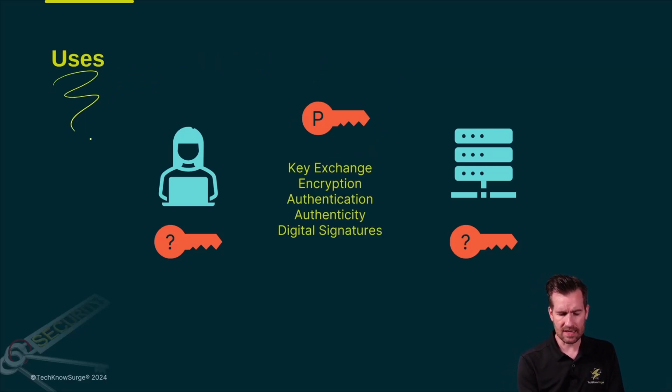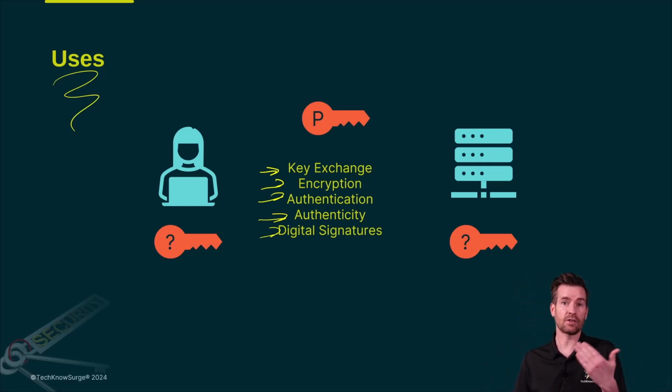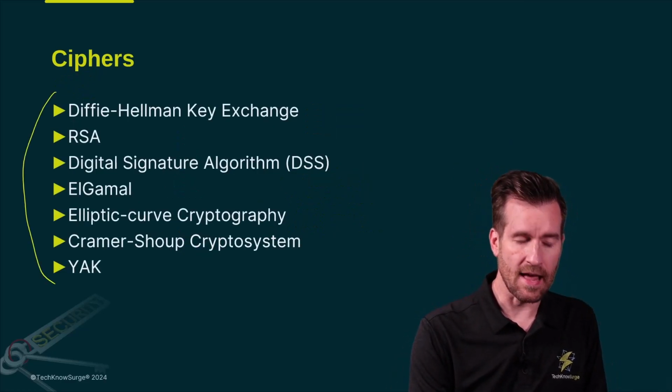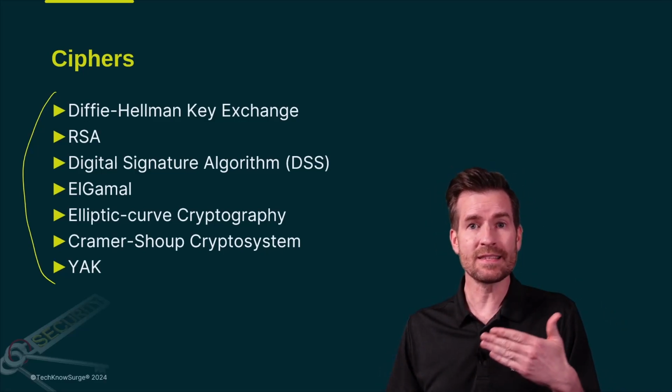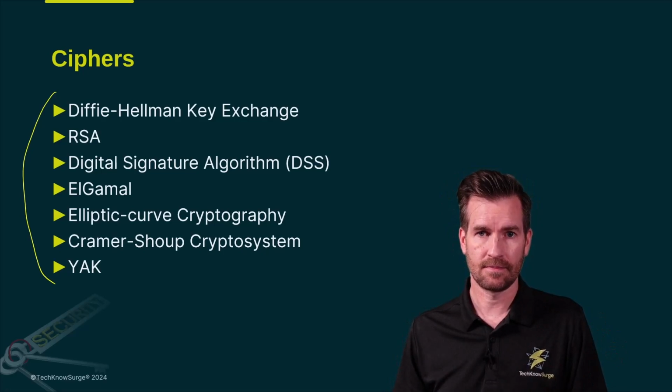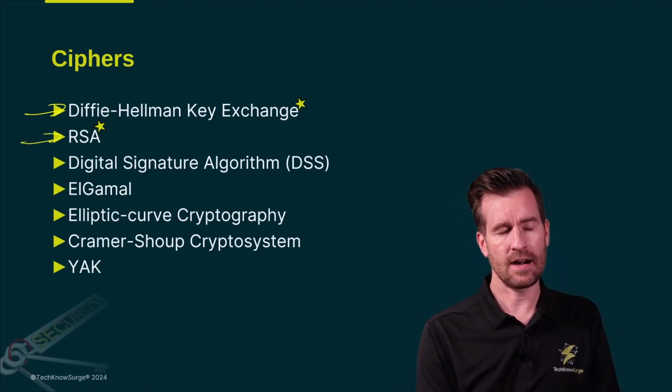So what are the uses that we would use public key cryptography for? Well, the main purpose is for key exchange, and we're going to go more in depth into that. But for some ciphers, we could also do encryption, authentication, authenticity, digital signatures, non-repudiation. There are other use cases that we can actually use these for, once again, depending on the cipher. There are a lot of different ciphers that fall under this public key cryptography. However, we probably want to choose certain ones depending on what we were trying to accomplish. The main ones that we will be focusing on are the Diffie-Hellman key exchange and RSA.